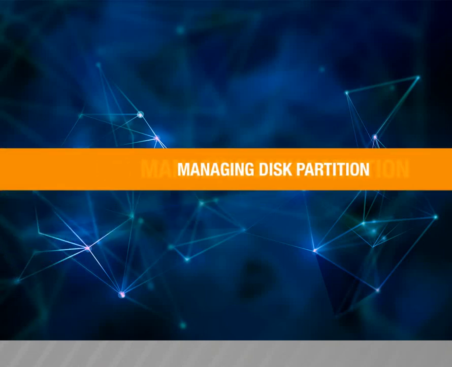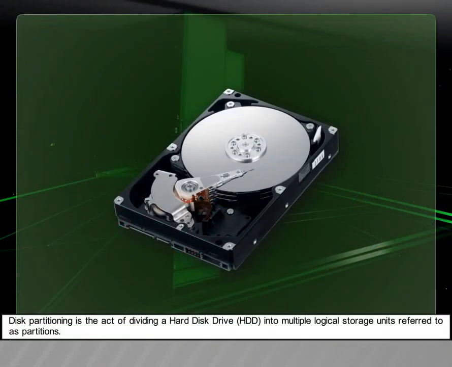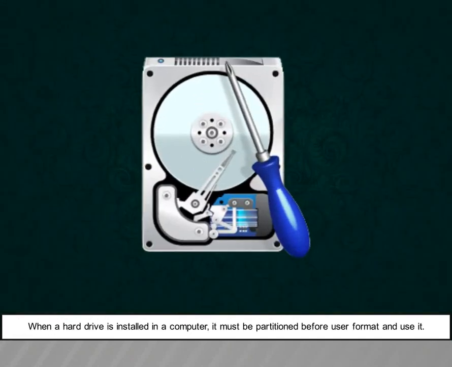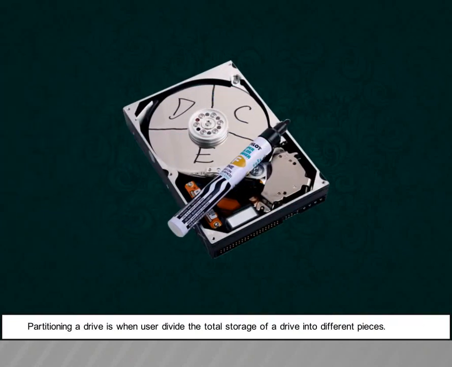Managing disk partition. In this video, we are going to see about managing disk partition. Disk partitioning is the act of dividing a hard disk drive, the HDD, into multiple logical storage units referred to as partitions. When a hard drive is installed in a computer, it must be partitioned before the user formats and uses it. Partitioning a drive is when the user divides the total storage of a drive into different pieces.